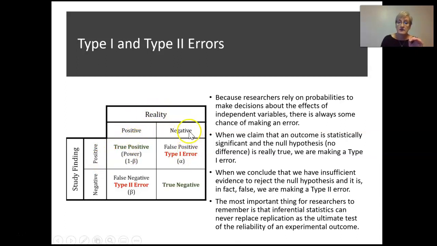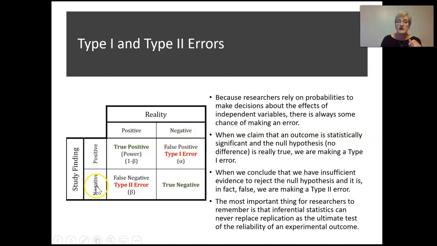Now over here, if you find a statistically significant test result in your study, but in reality there's no difference between groups, that's a false positive. That would be like you take one of those rapid COVID tests and it tests you positive, but in reality you don't have the virus. You take a more robust test and it shows that that was a false positive test. That's a type 1 error.